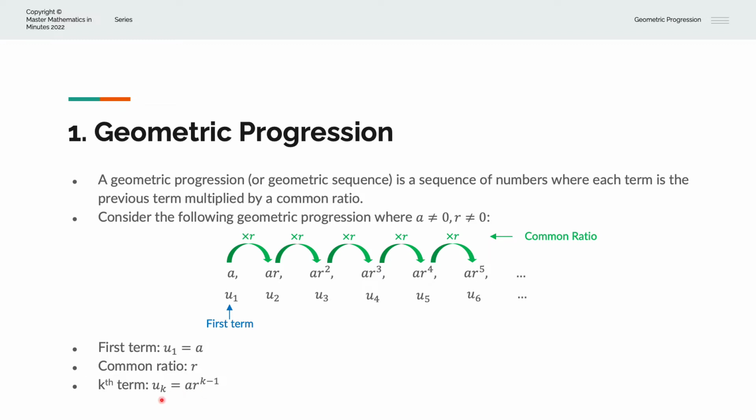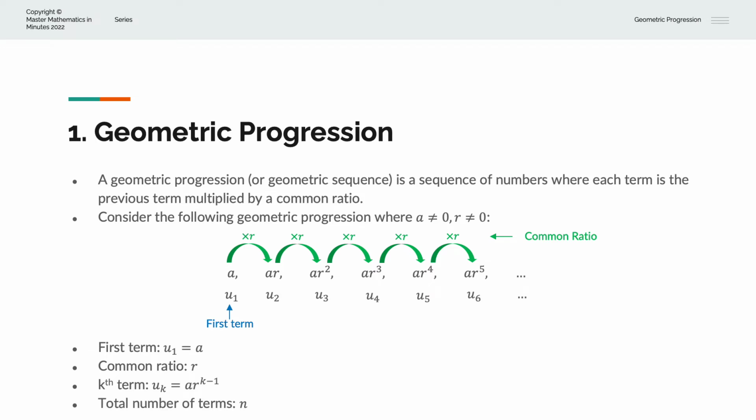Consider k equals 2, where we'll have u2. Substituting k by 2, that gives us 2 minus 1, which is 1, and that simplifies to a times r, which matches that term. Say if we're looking for the fifth term, we'll substitute k as 5. That gives us u5. And 5 minus 1 is 4. And so that matches a times r to the power of 4.